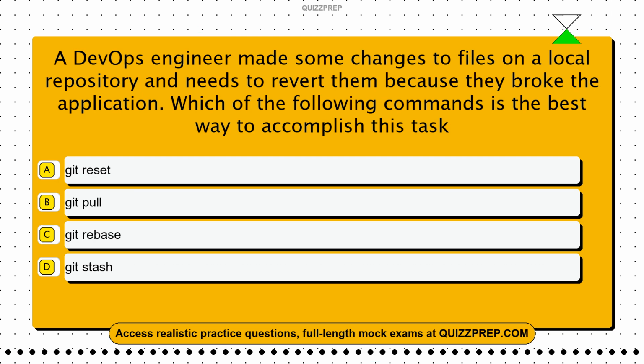Question 37. A DevOps engineer made some changes to files on a local repository and needs to revert them because they broke the application. Which of the following commands is the best way to accomplish this task? Option A. git reset. Option B. git pull. Option C. git rebase. Option D. git stash.